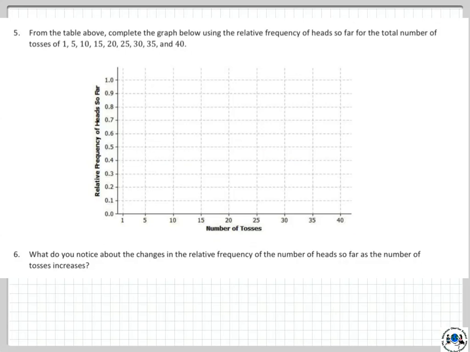Okay, so from the table above, again, getting used to using graphs to graphically depict your data, you're going to complete this graph below using the relative frequency of heads so far for the total number of tosses at 1, 5, 10, 15, 20, 25, 30, 35, and 40 tosses. So go ahead and complete that graph. Let's see what you can do. We're not going to start you off. Just see what you can do yourself. Good luck, have fun, and just see if you notice any trends, and if you can see those trends more clearly when you create a graph.